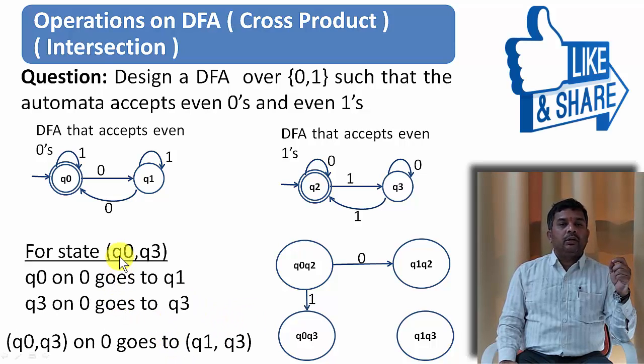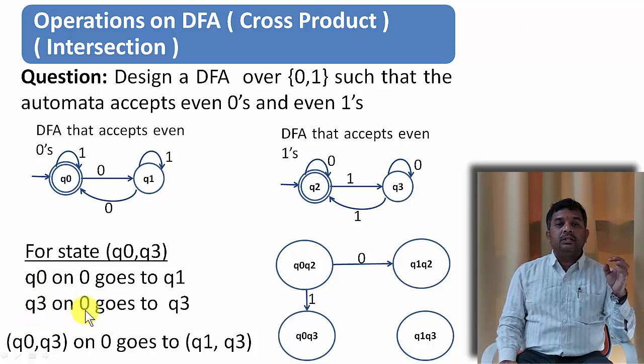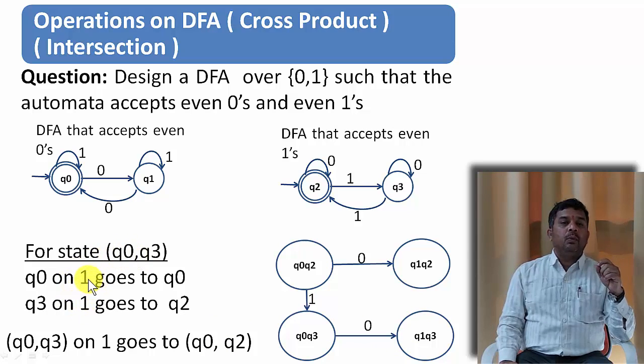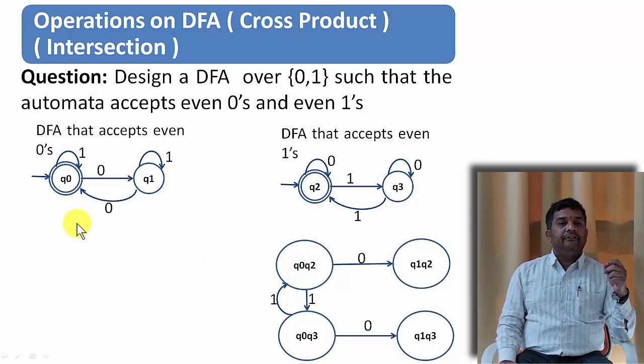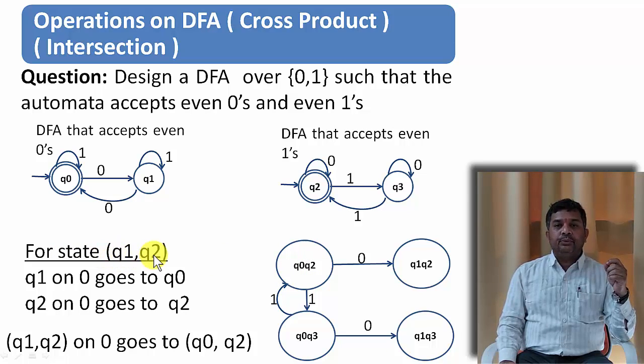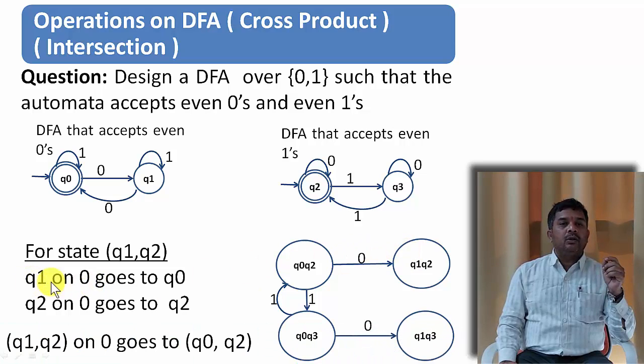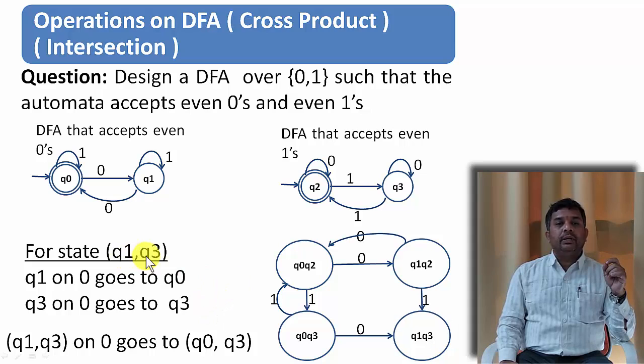Similarly, on Q0Q3, for the 0 transition, Q0 on 0 is Q1 and Q3 on 0 is Q3. So Q0Q3 on 0 goes to Q1Q3. Similarly, Q0Q3 on input symbol 1 goes to the state Q0Q2. Similarly, if I take another state Q1Q2, what are the transitions we have to see on 0 and on 1? Q1 on 0 goes to Q0 and Q2 on 0 goes to Q2. So Q1Q2 on 0 goes to Q0Q2. This is the transition we need to write. Similarly, Q1Q3 on 0.